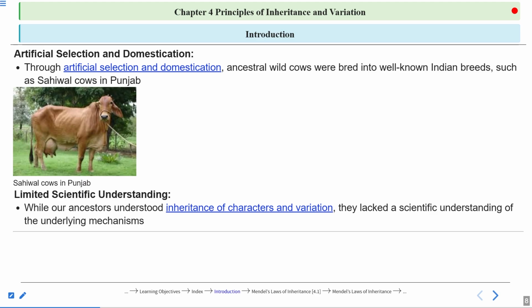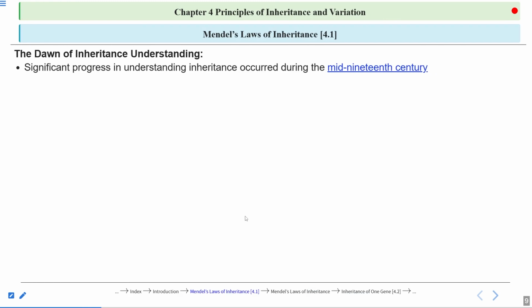This is known as inheritance. And genes control a particular trait. So inheritance of traits from parents to the progeny is also known as inheritance. Okay, so this inheritance was studied by Mendel. That's why he's known as the father of genetics.